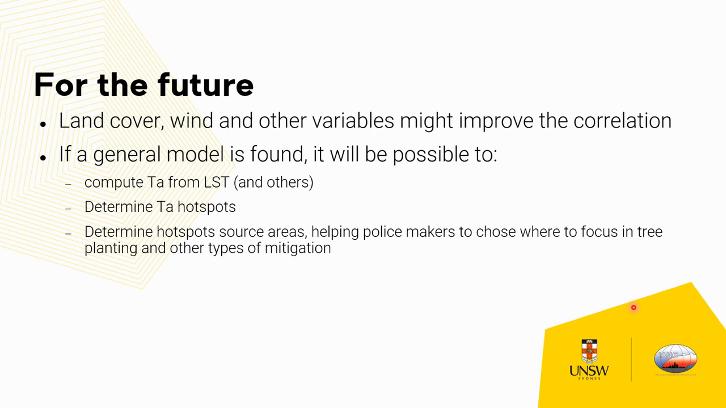And if a general model is found, it will finally be possible to compute air temperature from LST, and determine air temperature hotspots in our cities, and also determine the hotspot source areas, which could help policymakers choose where to focus tree planting, for example, and other types of mitigation. You don't need to plant a tree exactly where the hotspot is, but also in these source areas as well.